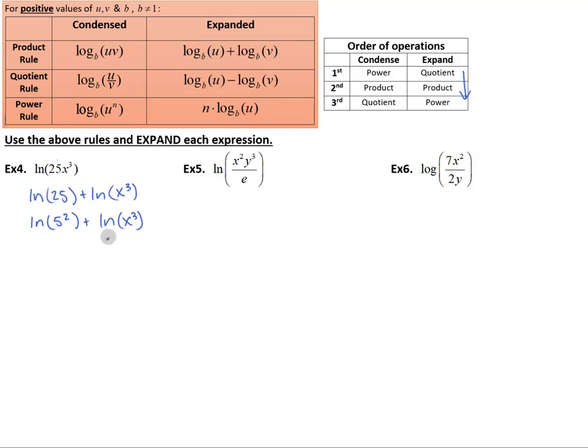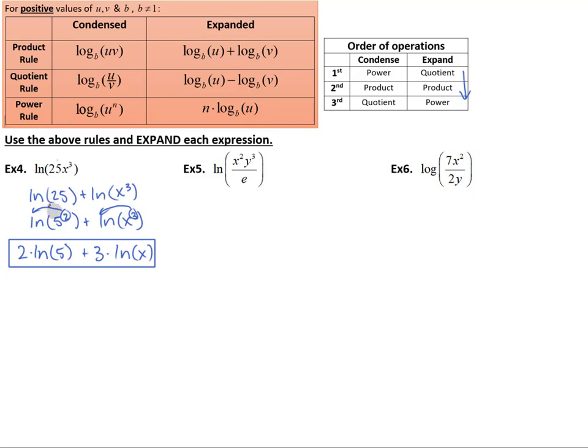And then we can use the power rule on both of these. So if we did that, we brought our 2 out here and our 3 out here. Remember, this time we're taking the exponent out, right? Because we're trying to expand and get to that form. So we're going to bring them out as multipliers. We get 2 times the natural log of 5 plus 3 times the natural log of x. And that big, long, expanded answer is what we're looking for.